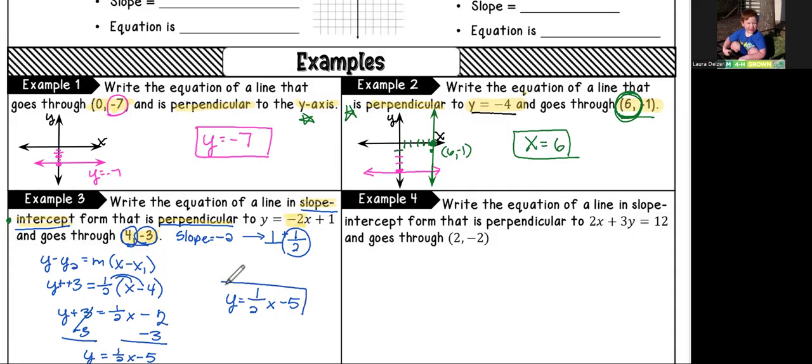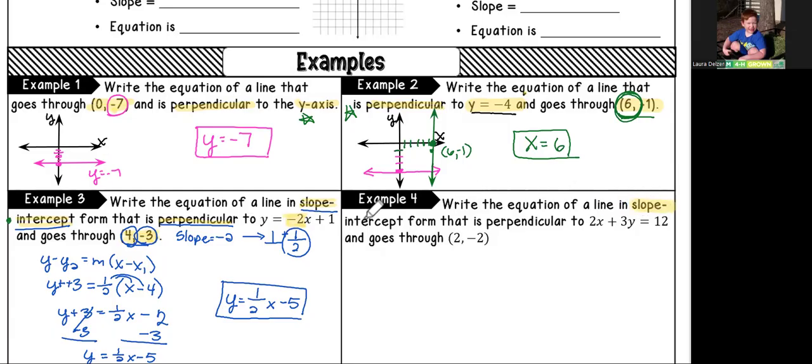There we go. Y equals 1/2 x minus 5. All right, let's look at the next one. So this one, it says, write the equation in slope-intercept. Oh, I don't want to do that in blue. Let's see, I wanted to do that in yellow.